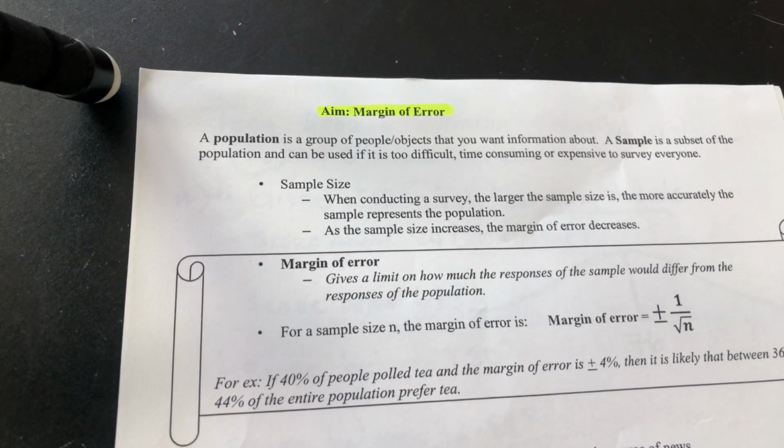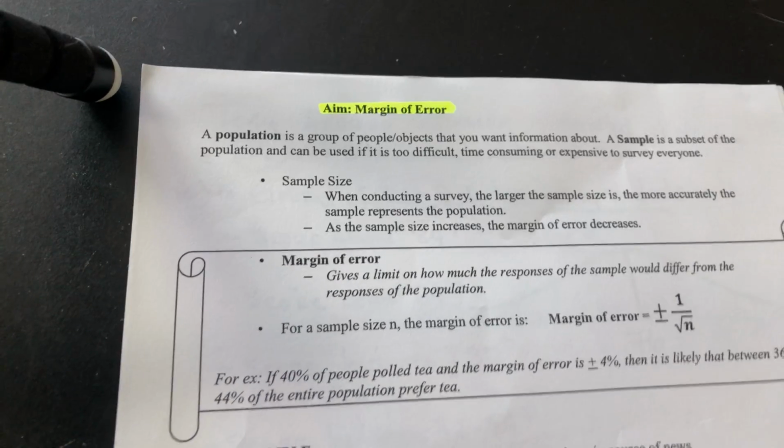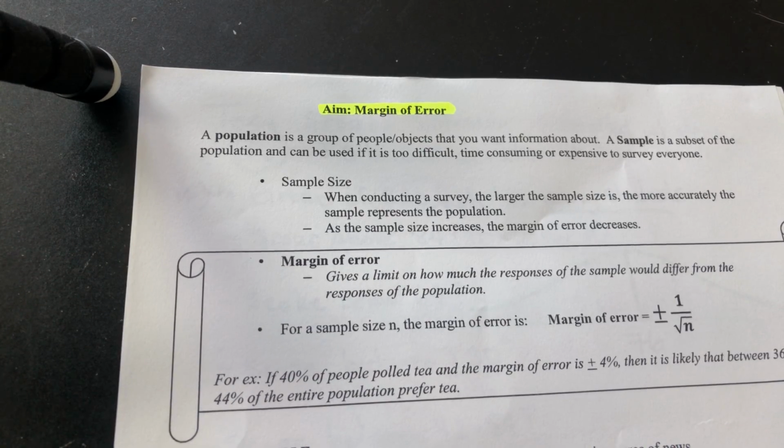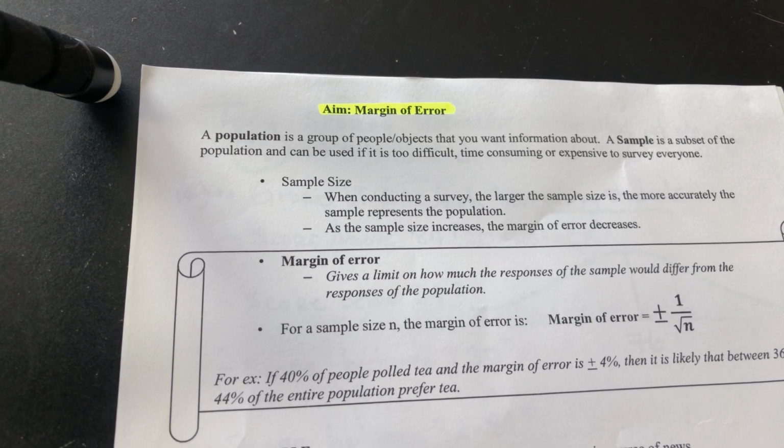So it says a population is a group of people or objects you want information about, correct? A sample is a subset of the population and can be used if it's too difficult, time-consuming, or expensive to survey everyone. For example, let's say we want to survey high school students. Well, all over the world. How the heck could I ever survey every single high school student all over the world? It's too difficult, it's too expensive.